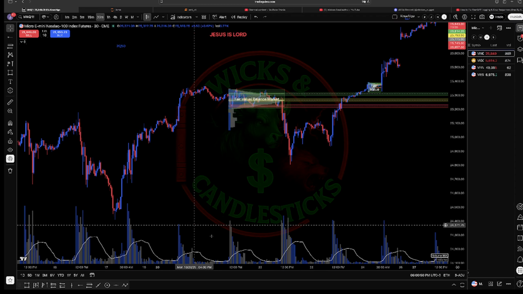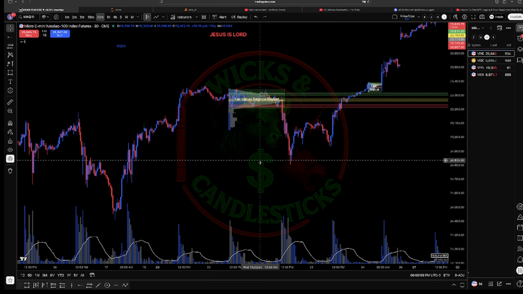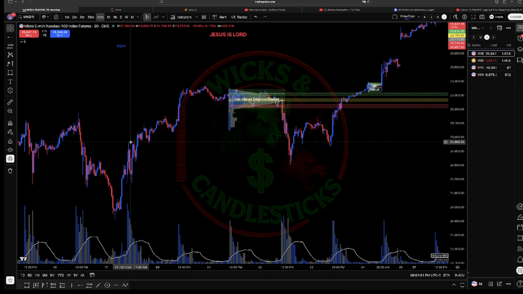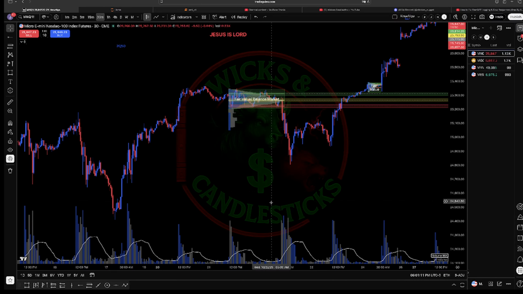So when price is in a discovery, which you will see here, there's no agreement. Price keeps moving until it finds a place where buyers and sellers are willing to do business again. So this area right here is where price came down, where buyers and sellers agreed to do business.